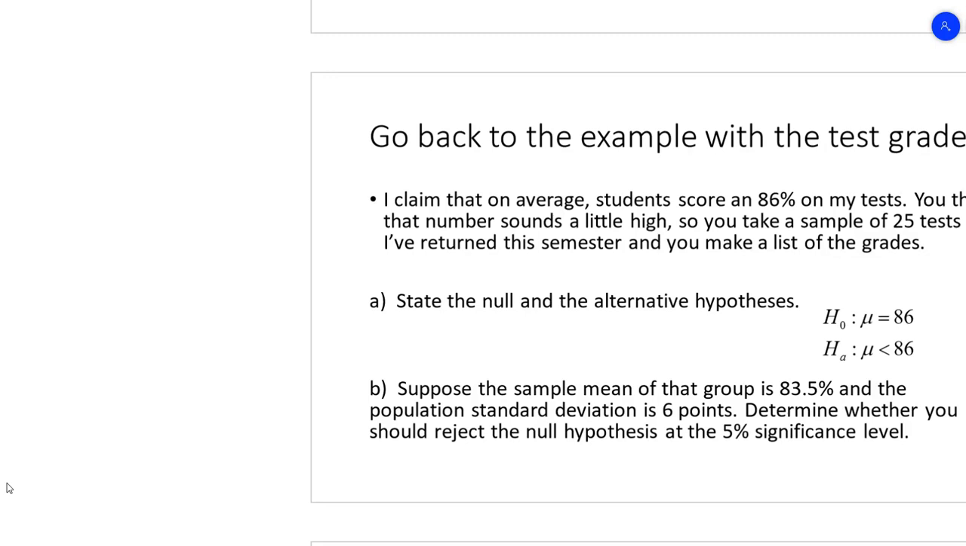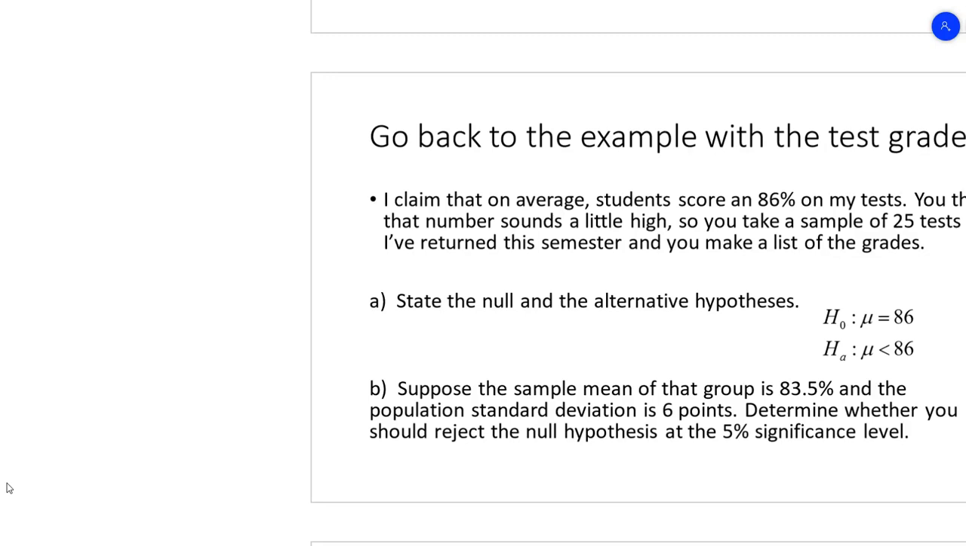So I claim that students on my test score very well, about 86% on average. You look around you at the class and you don't see a whole lot of 86s or above. You think that I'm overestimating things. You think that the average grade is actually less than an 86. So you take a sample of 25 tests and you make a list of the grades.